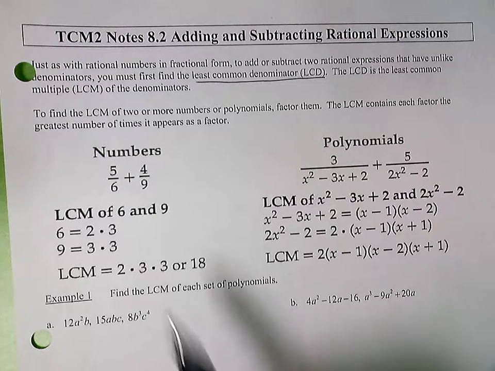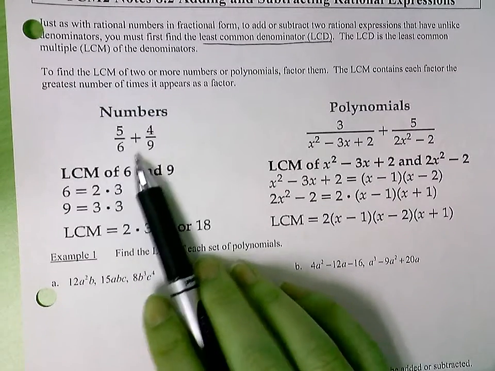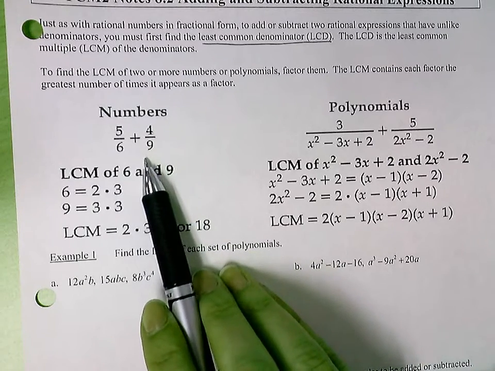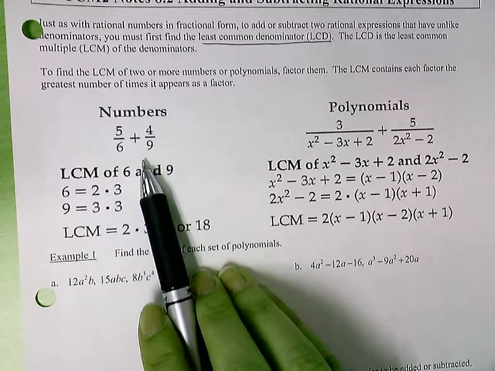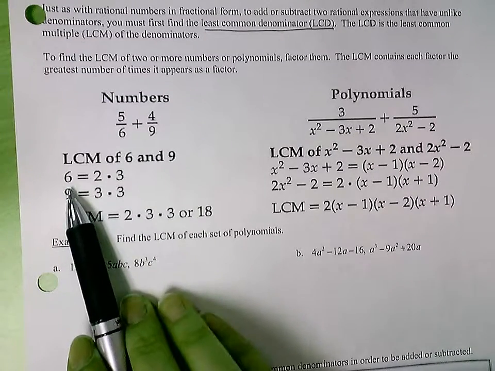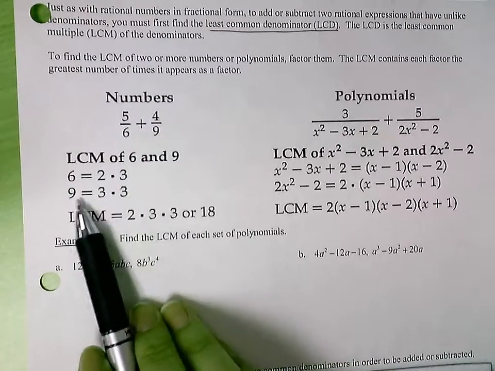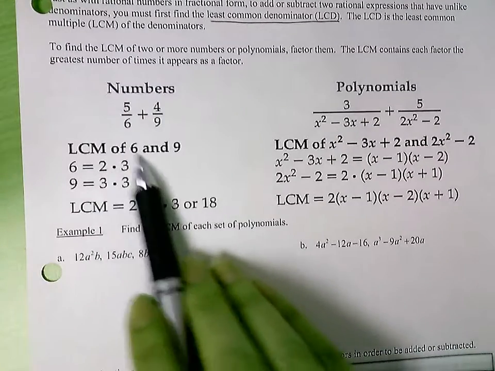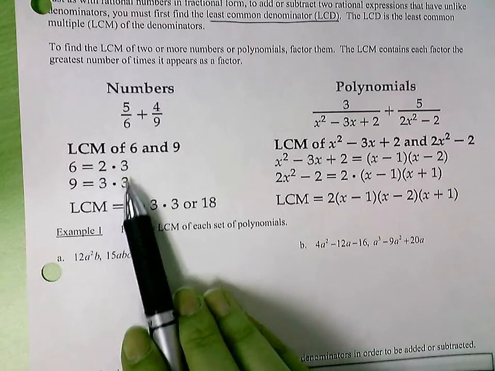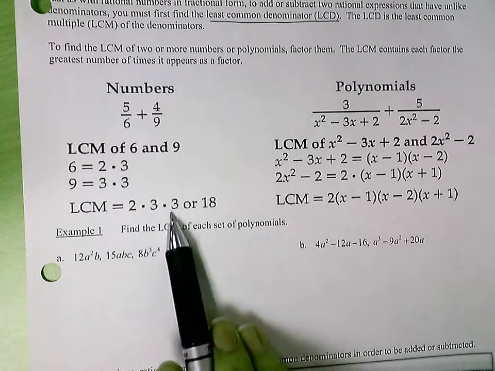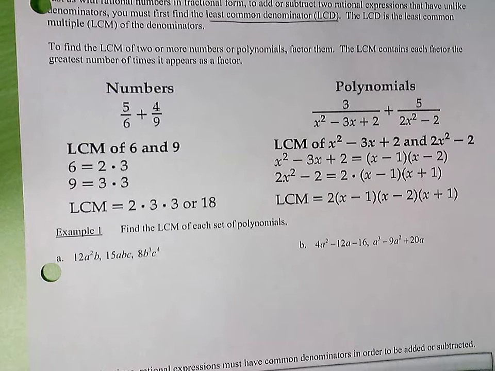So with our numbers, if you have 5 over 6 plus 4 over 9, you have a 6 and 9 in the denominator. You need to have a common denominator in order to add them. So for your least common multiple of 6 and 9, you would factor 6. 6 is 2 times 3, and 9 is 3 times 3. So for their least common multiple, I have to for sure have this 2 and 3 in there. If I move to 9, I already had a 3, so I need just one more. So I have 2 times 3 times 3, or 18. That would be your least common multiple.